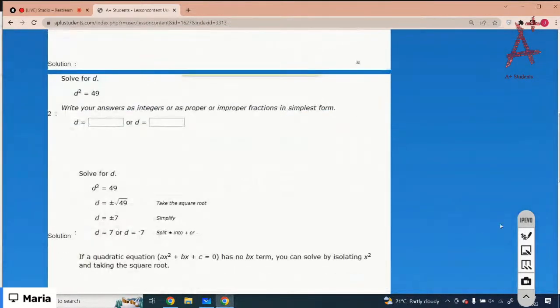Okay, the next one is solve for d square equals 49. And we know that 49 is a perfect square of 7. Got it? So that means the equation has two roots. The two roots are 7 and negative 7. Got it?